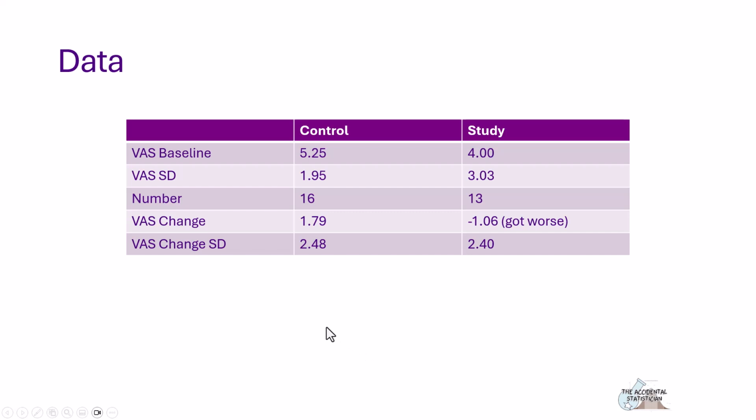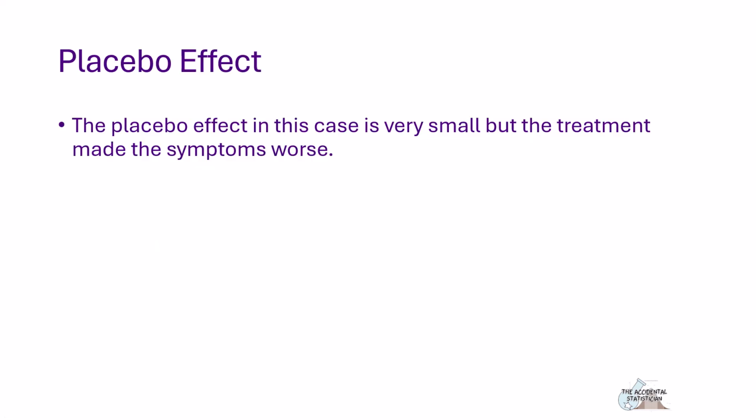The study baseline looks a little small. They're usually around 5, but the standard deviation on it is big. The only thing that's particularly special about this paper is that the VAS got worse for the acupuncture group while it got significantly better for the control group. This is surprising and odd, but it is good news because this is an example of reporting a negative result. So the placebo effect in this case is, well, it's not actually so small, but the treatment made it worse.